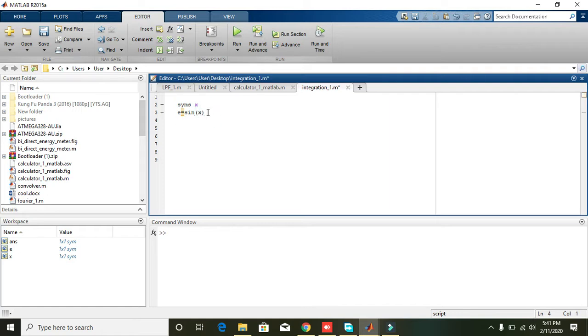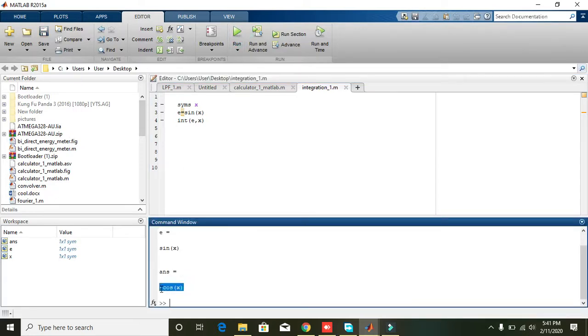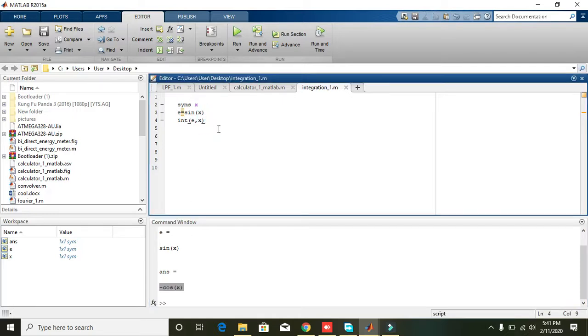Then in the next command we can write int, that is used for integration, and e comma x. Okay, now it's completed. Now press run. Now we can see that our answer is right, that is minus cos of x. As we all know, the integration of sine is minus cos of x.